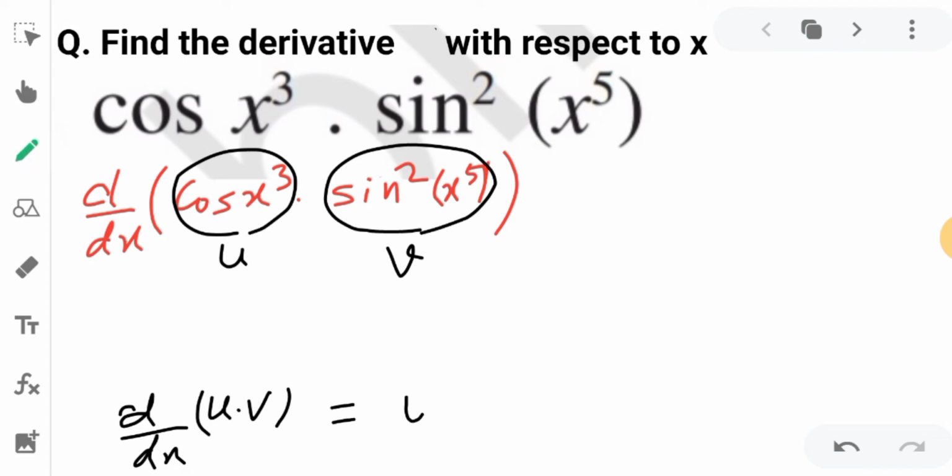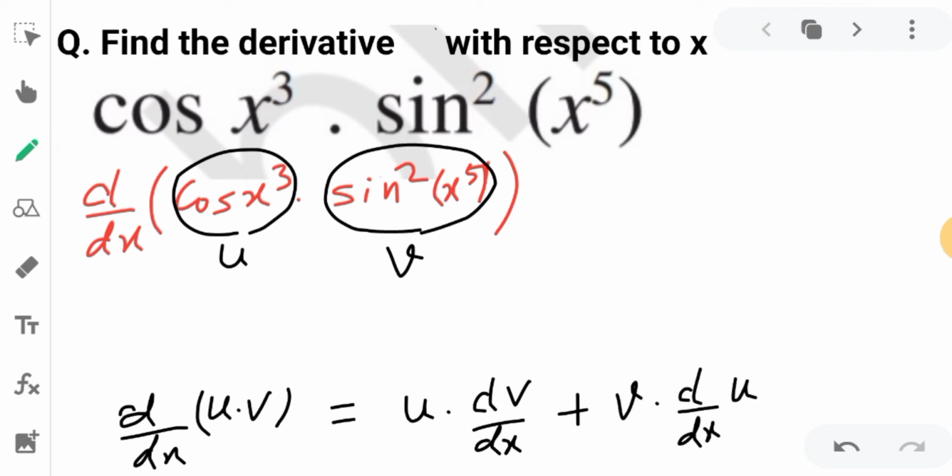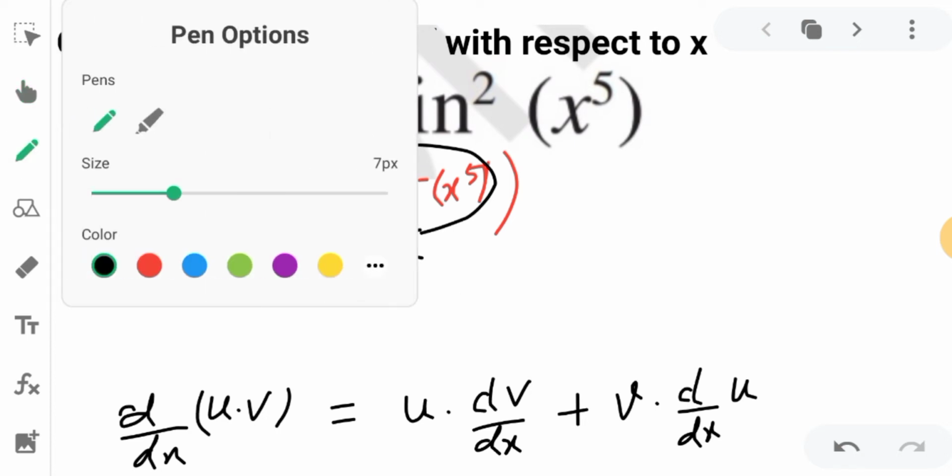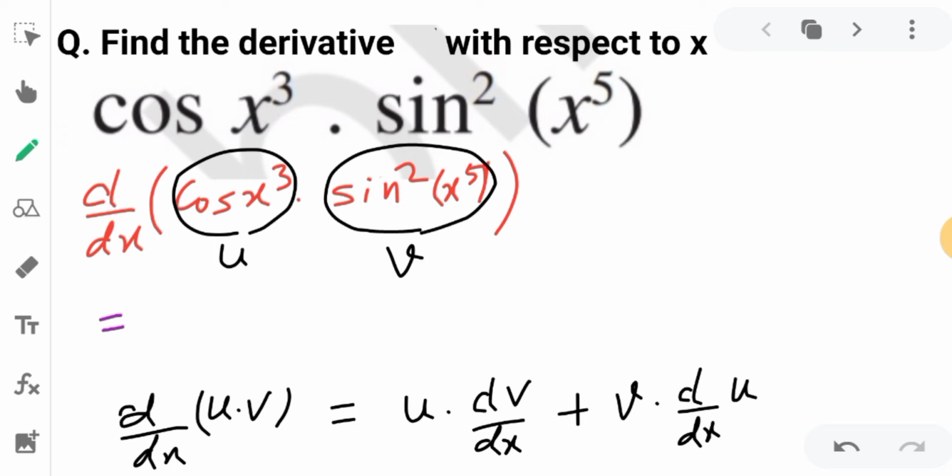So what is the derivative of u into v? The derivative will be u into dv upon dx, that is, u into the derivative of v plus v into the derivative of u. Here we can take cos x cube as u and sin square x to the power 5 as v, and I can apply the formula.